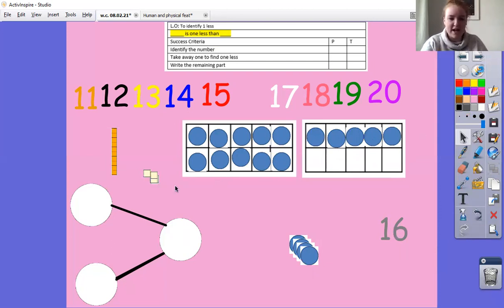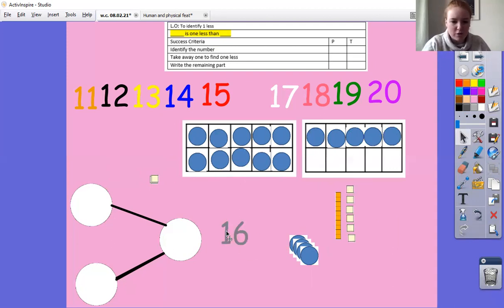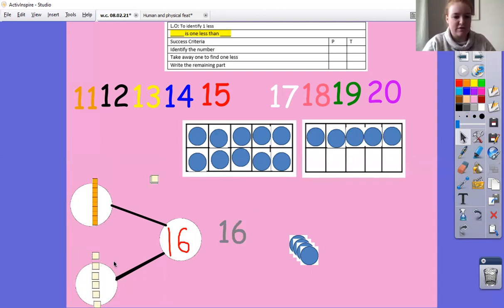If I was going to do that in cubes, I would say I have 10 and 6 ones. 1, 2, 3, 4, 5, 6. 10 and 6 ones. Fantastic. If I was going to represent this number in a part whole model, I'm going to write it in. I'd put my 16 in my whole. Fantastic. And then I'd split it into 2 parts. My first part would be my 10, and my other part would be my 6 ones. Fantastic. All in there.